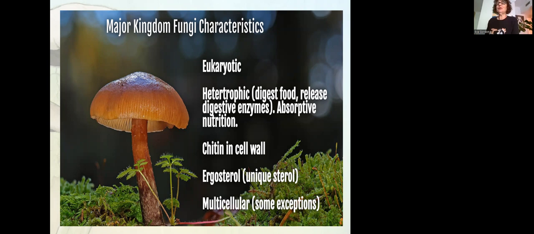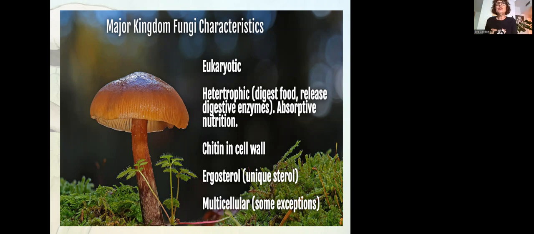They have chitin in the cell wall instead of cellulose. And the chitin is the same material you see in arthropods, you know, crabs and insects. They have a unique sterol in their cell membrane, ergosterol. Okay, so again, that makes them unique. And for the most part, they're multicellular.